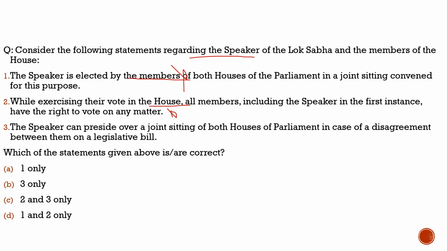Third statement: the Speaker can preside over a joint sitting of both houses of the Parliament in case of disagreement between them on a legislative bill. 100% correct. So with respect to this question, the correct answer would be statement 3 only, and from the code given below, the correct code would be option B. With this, let's move to another part where we will solve a previous year question.